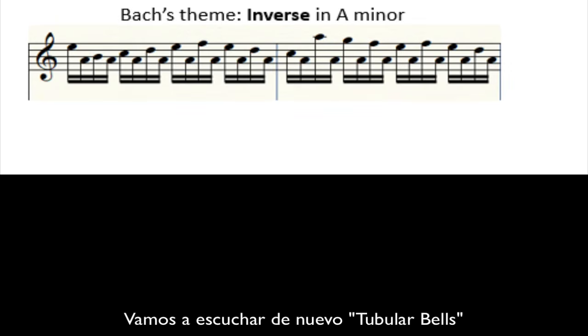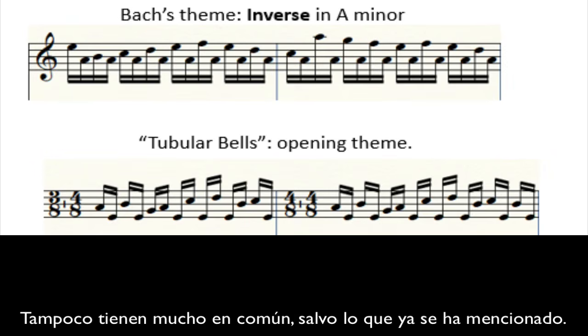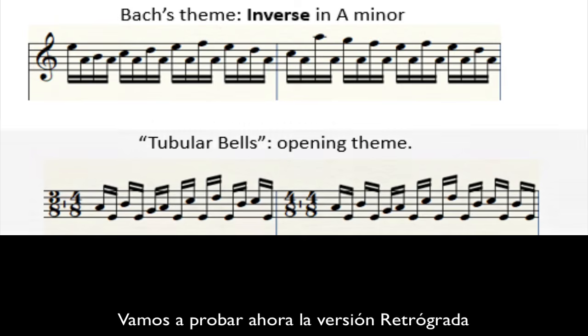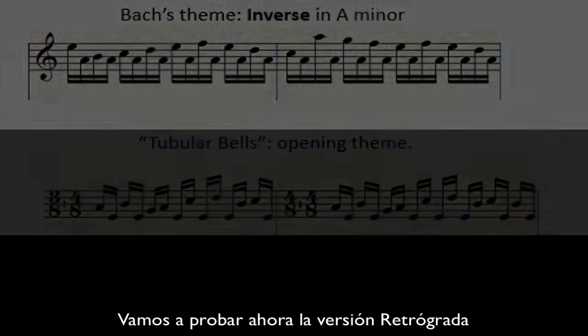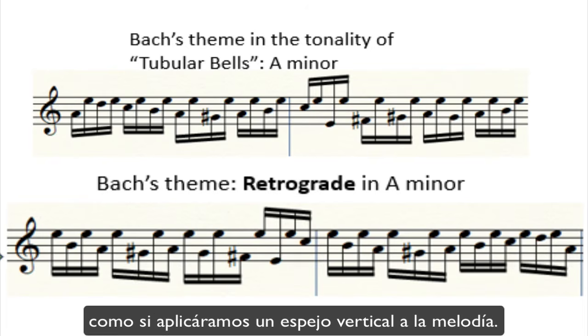Let's listen again to Tubular Bells. Also not much in common, except what we already mentioned. Let's try then with the retrograde version, where the theme is played from right to left, like applying a vertical mirror to the melody.